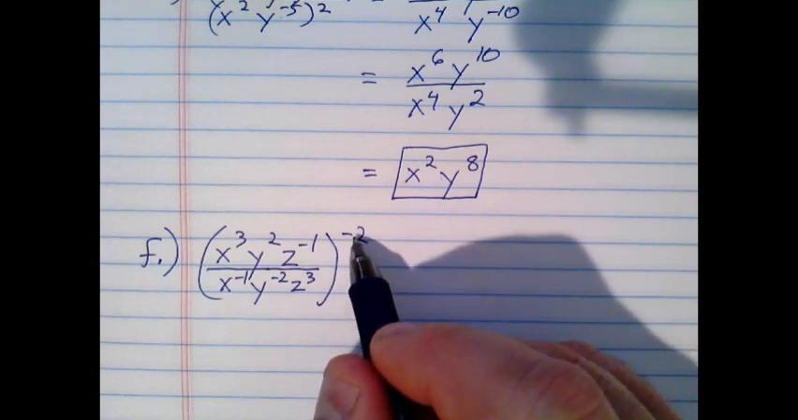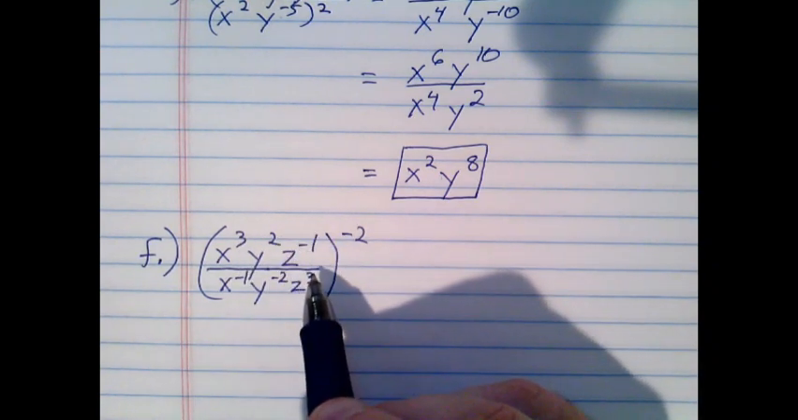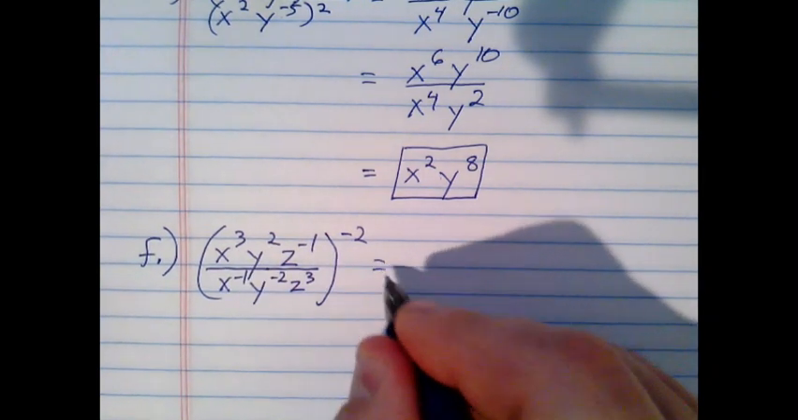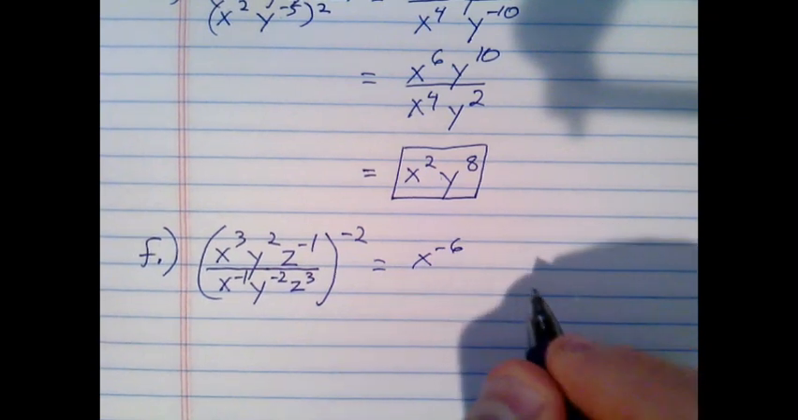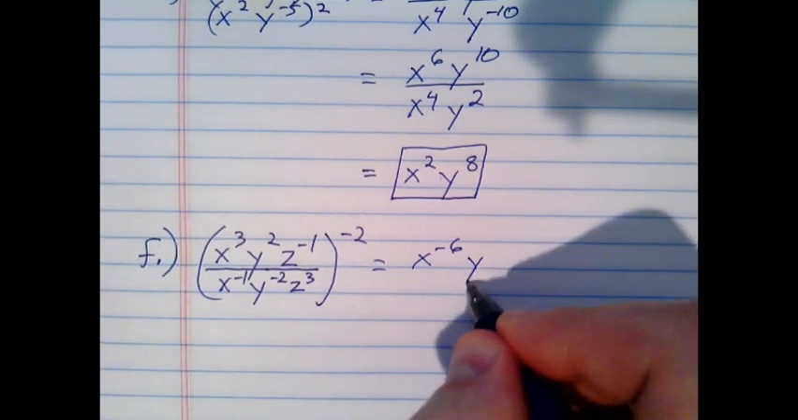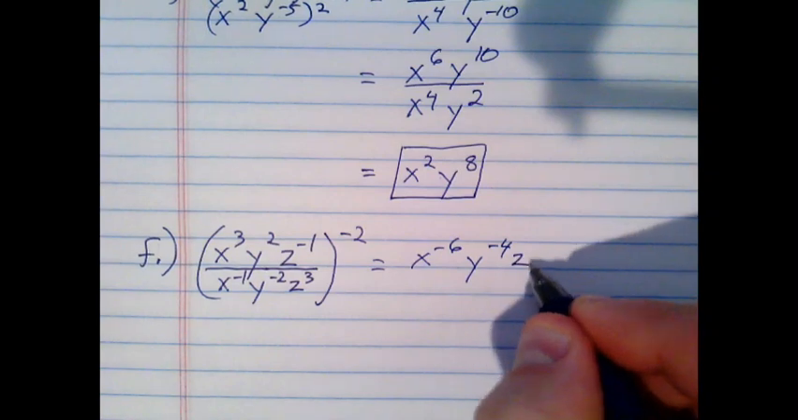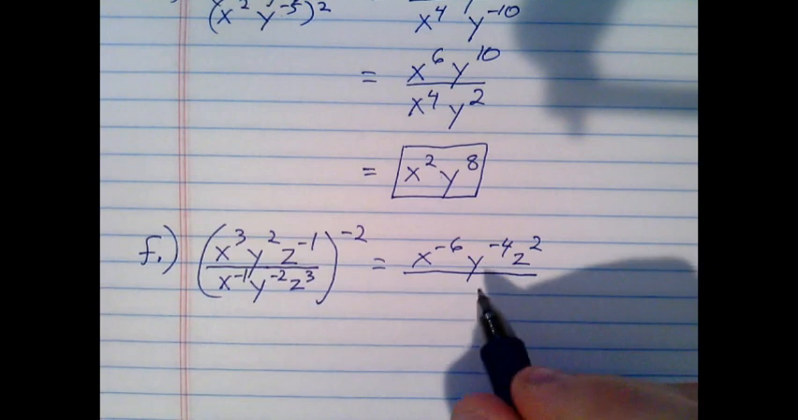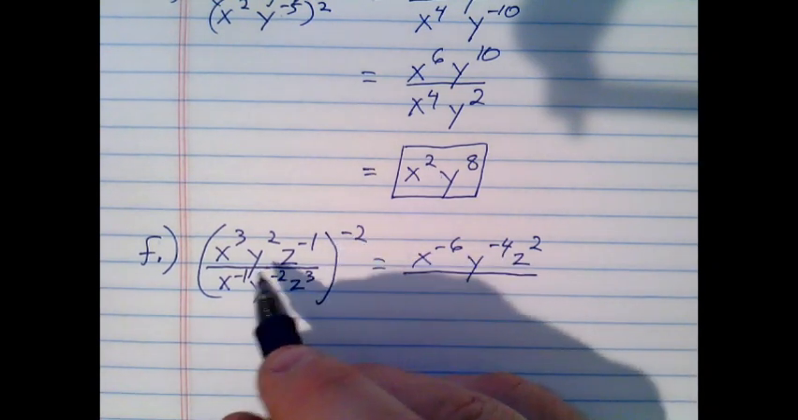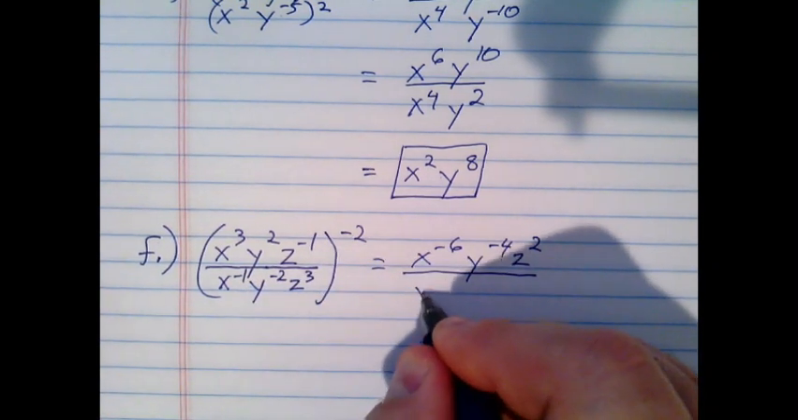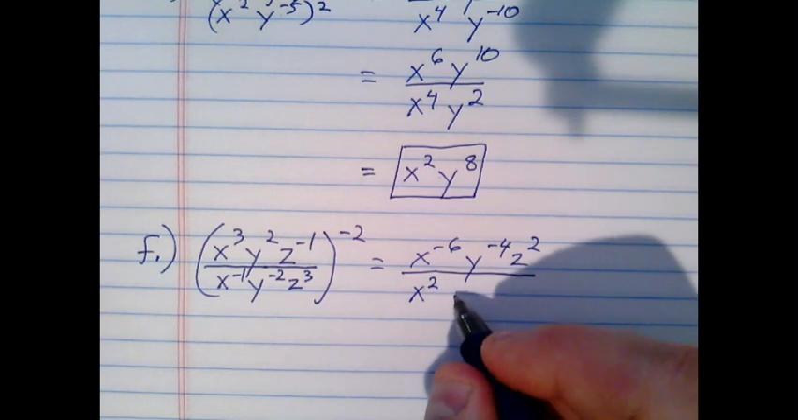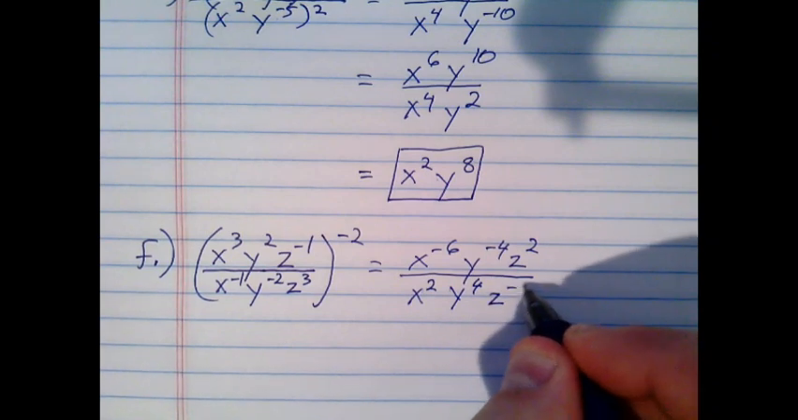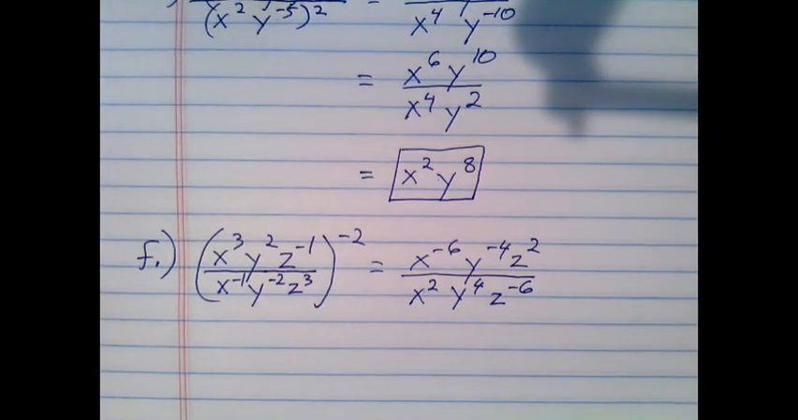Now, as I distribute this -2, it's going to multiply with each of the existing powers. So -2 times 3 is -6. I'm sorry, -6. So I'll get x to the -6, y to the -4, but then a z to the +2. And then let me see, -2 times -1 is 2, so I'll get x to the 2, and y to the +4, and then finally z to the -6.